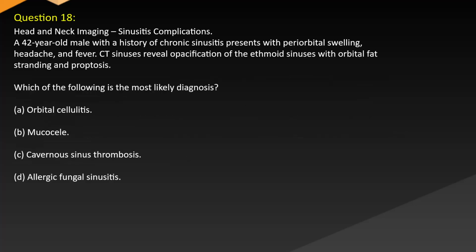Question 18. Head and neck imaging. Sinusitis complications. A 42-year-old male with a history of chronic sinusitis presents with periorbital swelling, headache, and fever. CT sinuses reveal opacification of the ethmoid sinuses with orbital fat stranding and proptosis. Which of the following is the most likely diagnosis?